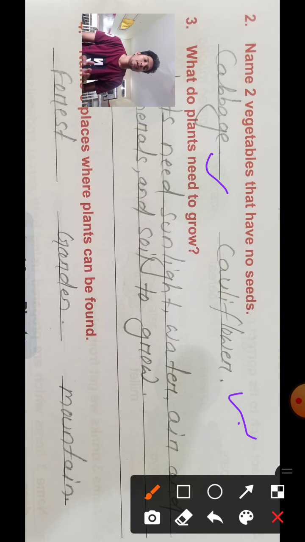Cauliflower is a flower. There are no seeds inside it. Okay students, so the 2 vegetable names we have to say are cabbage and cauliflower. They don't have any seeds inside them. Okay, so next question, question number 3.